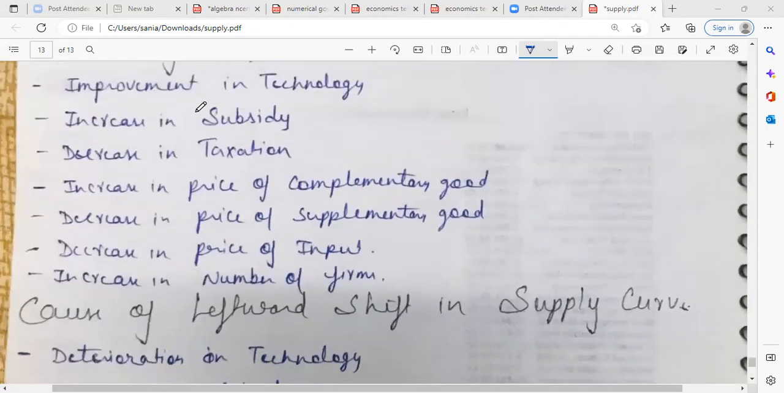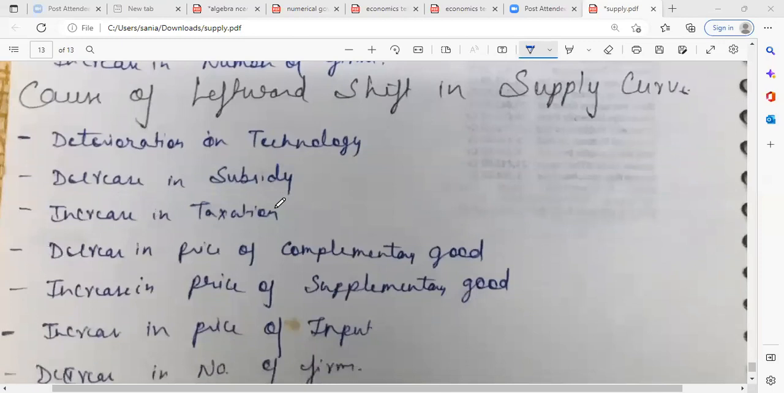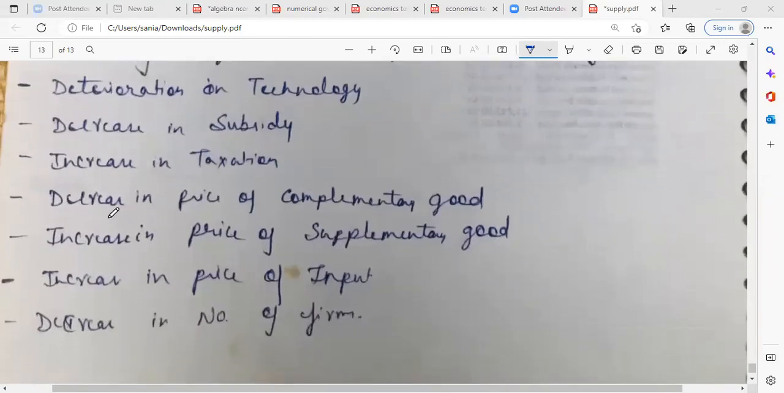It was improvement in technology, now it is deterioration in technology, decrease in subsidy, increase in taxation, decrease in price of complementary good, increase in price of supplementary good, increase in price of input, and decrease in number of firms.